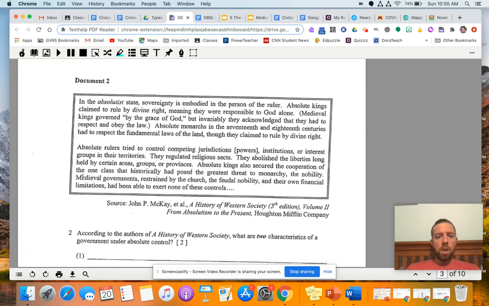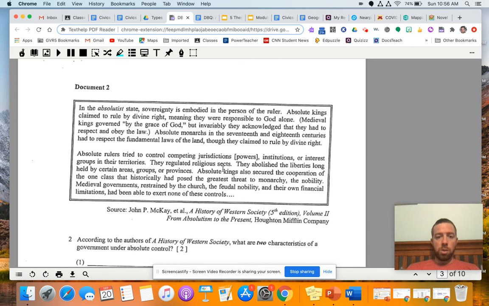Okay. In this last sentence: medieval governments, restrained by the church, the feudal nobility, and their own financial limitations, had been able to exert none of these controls. So this is kind of mentioning back to that transition where people are getting more power, right? So during the Enlightenment period, where you had these philosophers who were starting to emphasize that people should have power in their government, then kings were restrained by the church. Okay, the church had more power. The feudal nobility, or the people who were wealthy and they didn't really agree with the king, they had more power. They also had financial limitations. They couldn't just spend any money they wanted to, right? So there's all these things that are starting to limit the power of kings in this transitional period called the medieval period in Europe. Okay, so kings had been able to exert none of these controls that they normally enjoyed before the medieval period. Okay, so that's what they're talking about here in document 2.